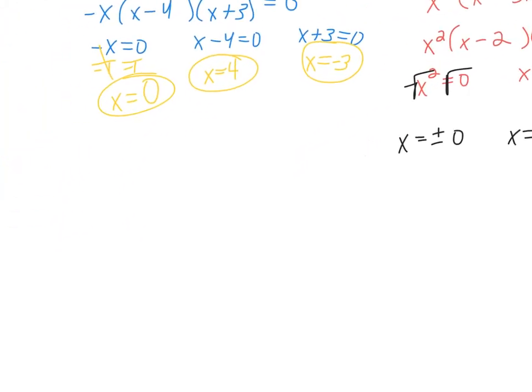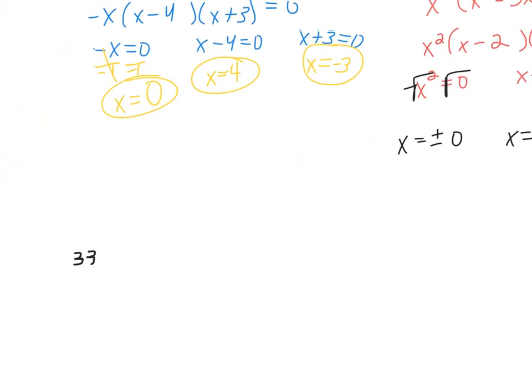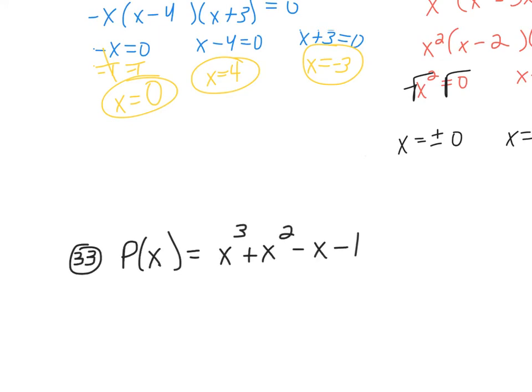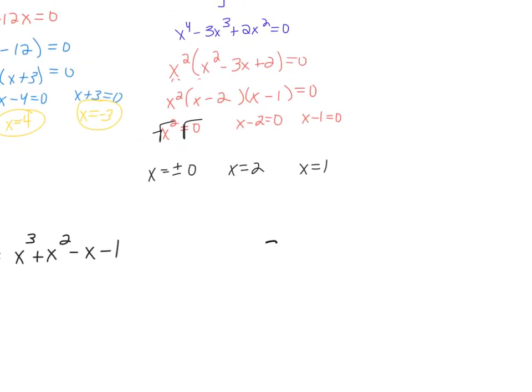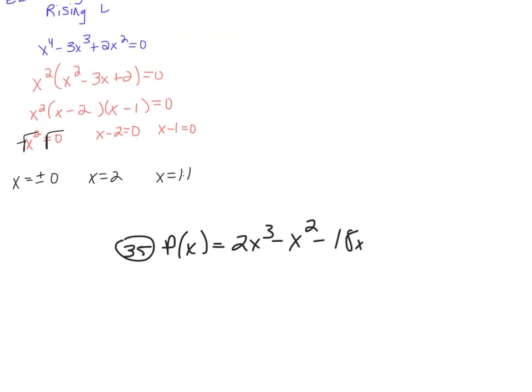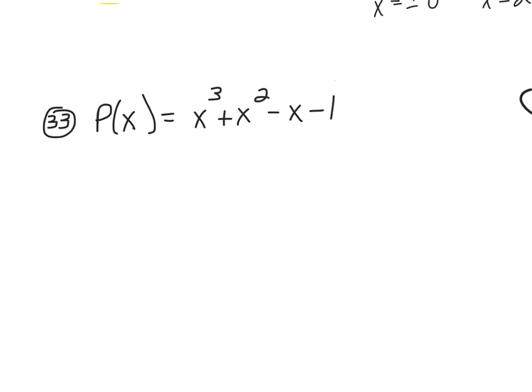33. Read 33 to me, please. P of x equals x cubed plus x squared minus x minus 1. All right, and can you read 35 to me, please? P of x equals 2x cubed minus x squared minus 18x plus 9. Yeah. Okay, let's do these two, and then we're done.